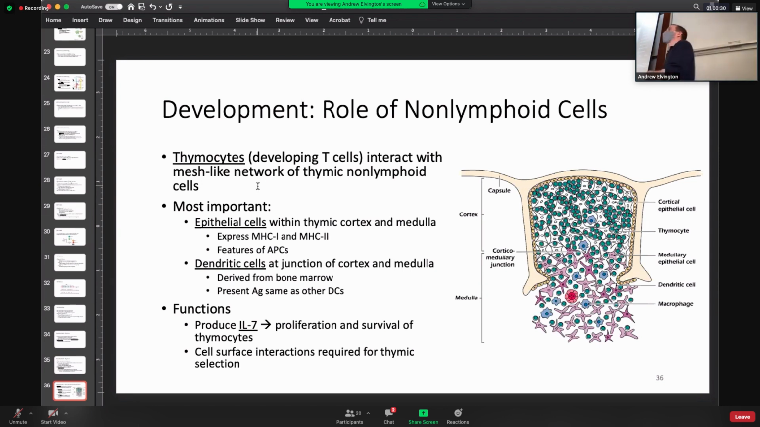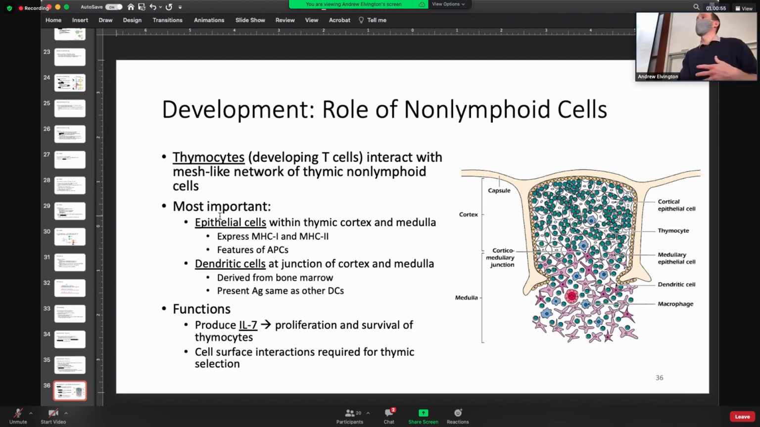So when we say the word thymocyte, a thymocyte is not a T cell, but it is on its way to becoming a T cell. Thymocytes are little babies. They're learning the ropes. They're undergoing education. And what these thymocytes are going to do within the thymus is interact with a network of different cells.